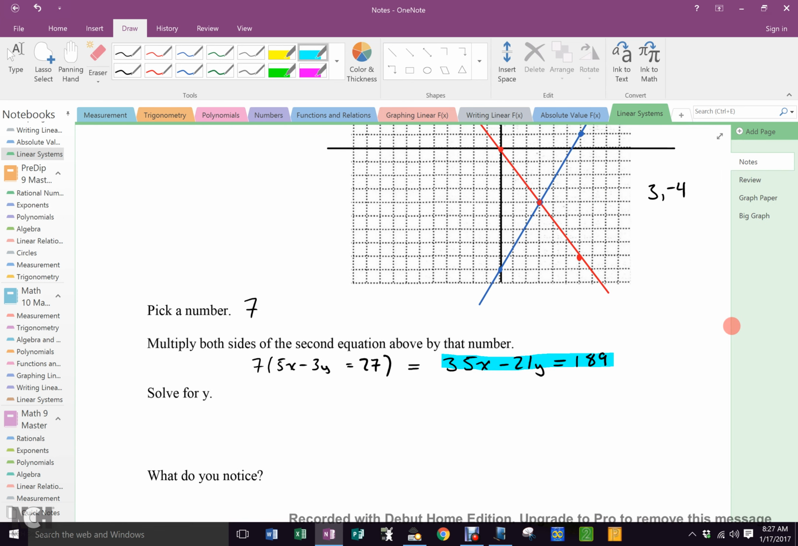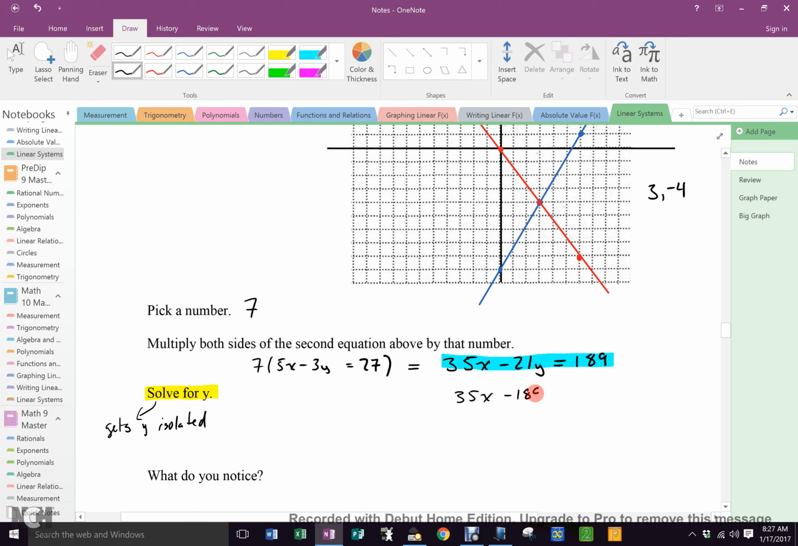Is everybody cool with that? Did everybody do that? You all chose a number? So unless you chose 7, you should have a different equation right here, correct? Okay. Now, do this. Solve that equation for y. What does solving for y mean? It means get y isolated. So I'm going to go ahead and do that here.